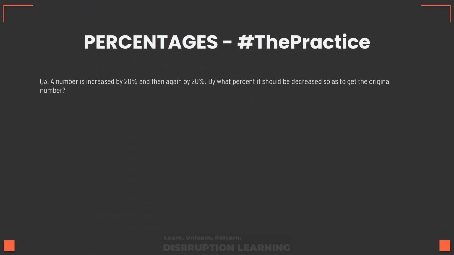A number is increased by 20% and then again by 20%. By what percent should it be decreased so as to get the original number? Okay, so let's again assume that the number is 100. This has to be increased by 20%. So this would be 120. Now I would again increase this by 20%, right? This would become 144.